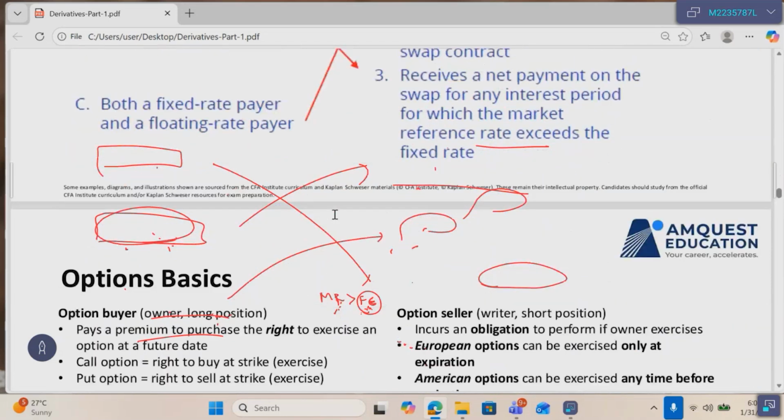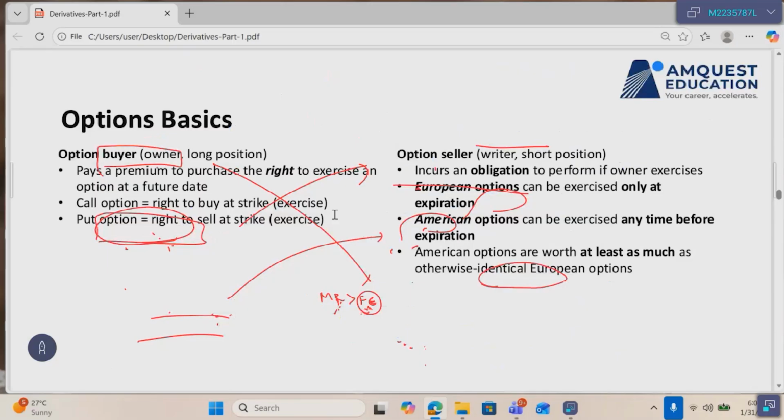Well done. Okay. And now we've done futures. We've done forwards. We've done interest rate swaps. Now we'll come to options. Options is a beast. There's a lot to do in options. Clear? Let's come to it.